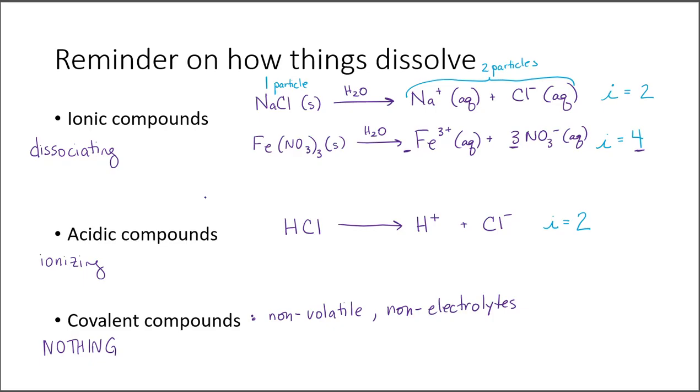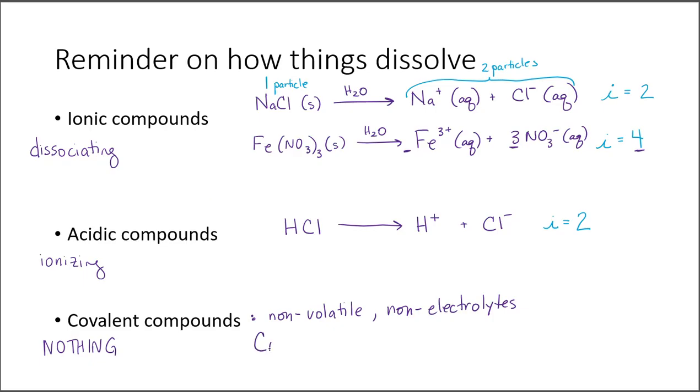Non-volatile does not mean does not explode. Okay, that is incorrect. That is a very common misconception. People think that volatile means explode. It doesn't. Volatile just means evaporates readily. So covalent compounds typically do not evaporate readily when they are dissolved in water, we'll say. So a covalent compound is also known as a non-volatile non-electrolyte.